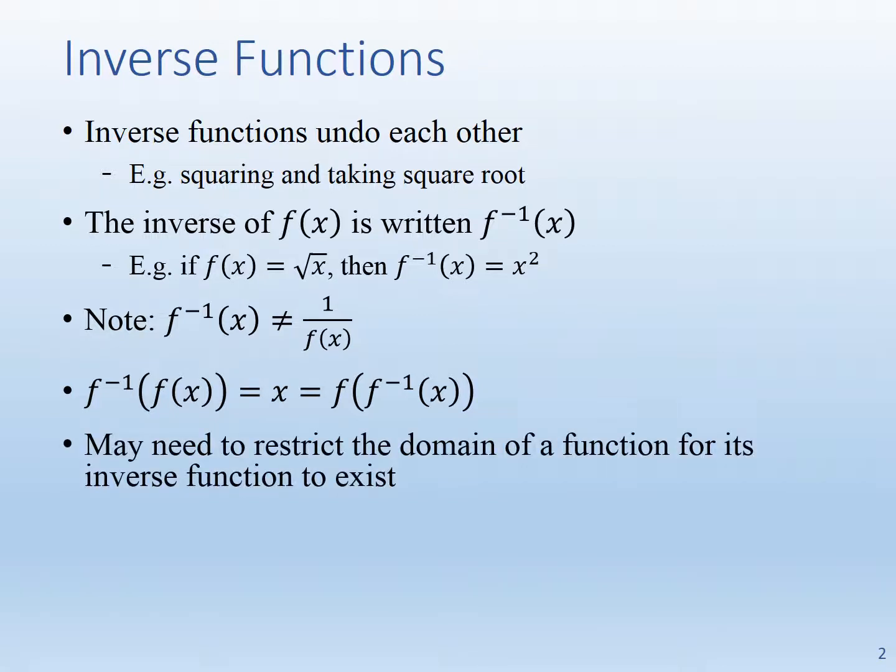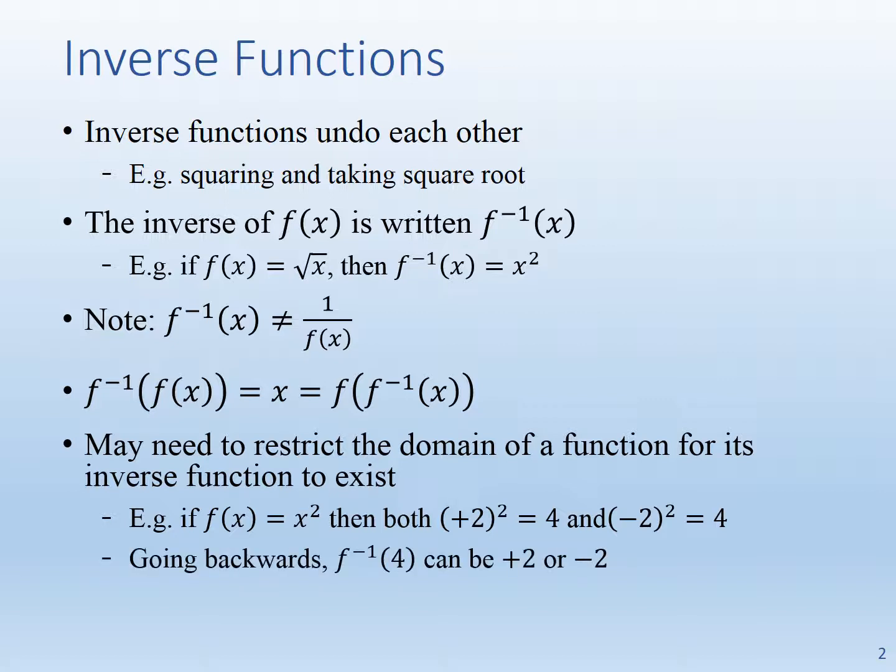Sometimes we need to restrict the domain of a function for its inverse to exist. For example, if we were considering f of x to be x squared, then both positive 2 and negative 2 squared will give you a positive 4. So going backwards, the inverse function of 4 could be either positive 2 or negative 2. And for a function to exist, we can only have one value of y, so we would need to restrict the function there.